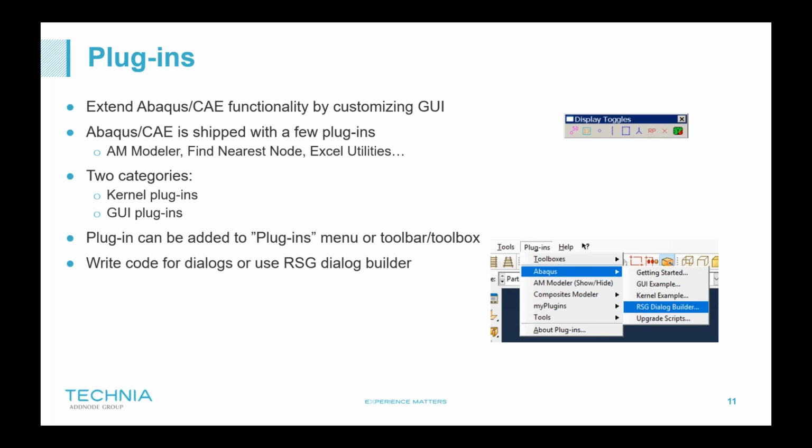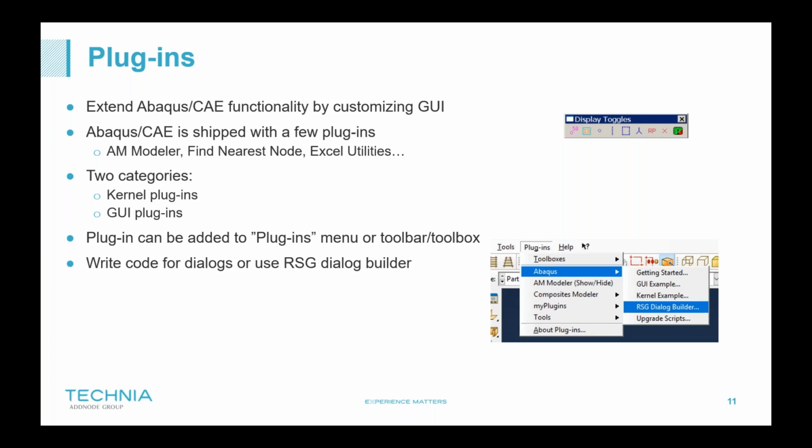There are two categories of plugins. There are kernel plugins, which alter the state of the session. For example, if we make a change to the model, or we do some post-processing commands, these require a kernel plugin. While a GUI plugin could be something that helps the user select a set of nodes in the graphical user interface, given some certain criterion, depending on what the plugin is for.